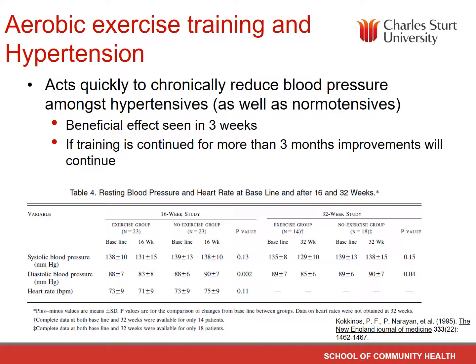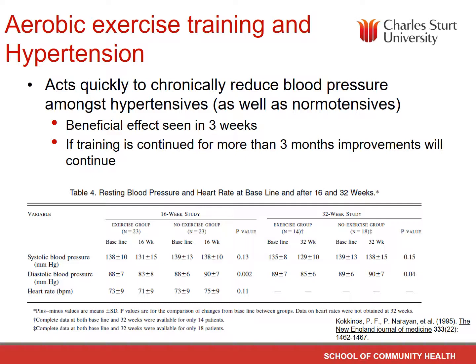So this study looked at the chronic response of exercise and hypertension. The first study was conducted over 16 weeks, and the second study over 32 weeks. Both showed significant decreases in blood pressure, and benefits were noted even after 3 weeks of aerobic exercise. The mean values showed a significant decrease, especially in systolic blood pressure. It went from 138 millimetres of mercury down to 131, which is a lot better than most hypertensive medications.